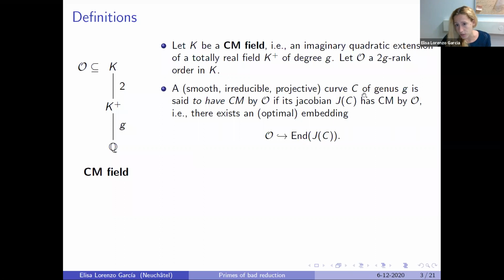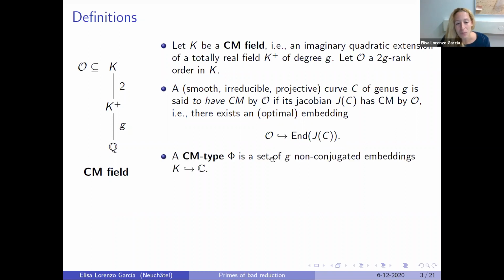Now we say that a curve of genus g has complex multiplication if its Jacobian has complex multiplication, meaning that there exists an embedding of the order O in the CM field K into the endomorphism ring of the Jacobian. We ask the embedding to be optimal. This is a technical condition. We don't really need it now. So having complex multiplication means that you have a lot of endomorphisms. And some of them, well, nice ones. Very well.